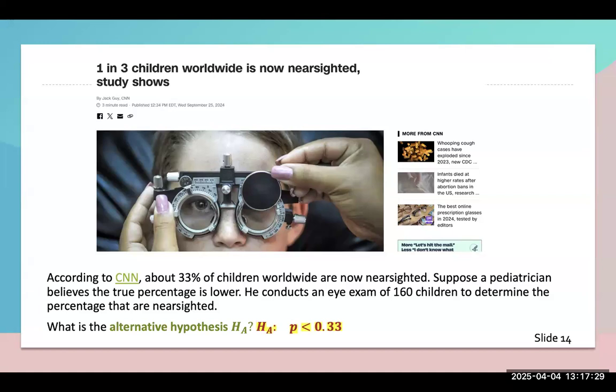Whenever you write a null hypothesis or an alternative hypothesis, you want to write it using these symbols. You don't want to write a sentence. You want to write P is less than, greater than, equals, something like that.